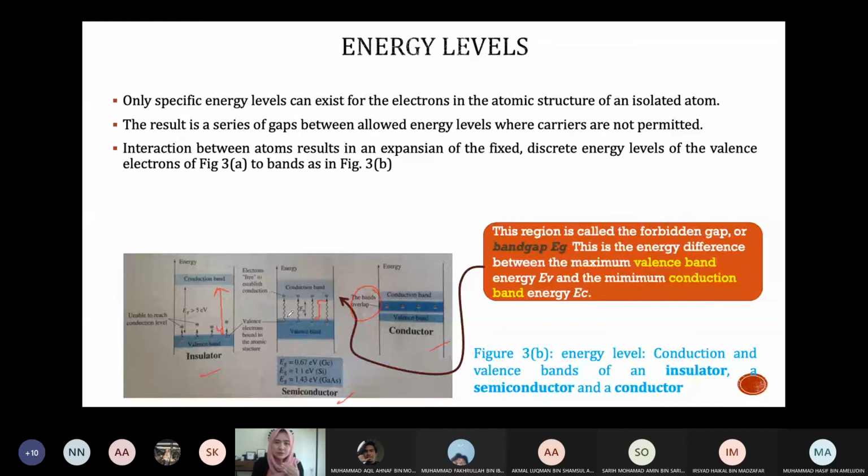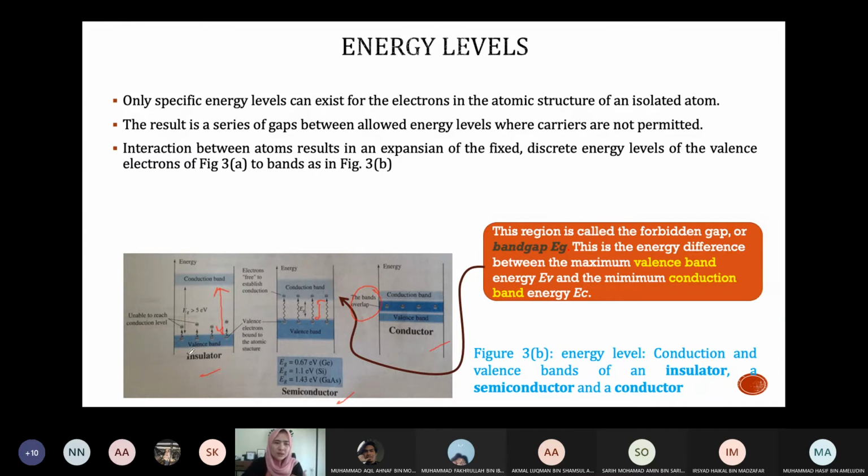But if you give heat to the semiconductor, the valence electrons in the valence shell will have enough energy to break out from the covalent bond, and they will become free electrons. So these free electrons can move to the conduction band. So a semiconductor can conduct electricity. That's why in the previous slide I told you that for a semiconductor, if you give heat, the conductivity will increase.